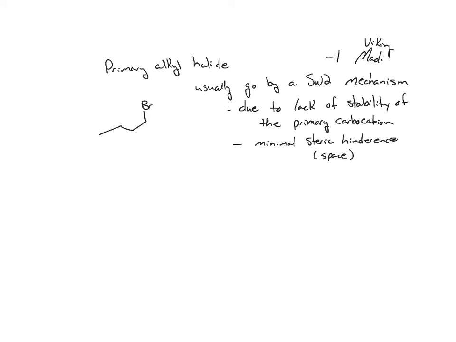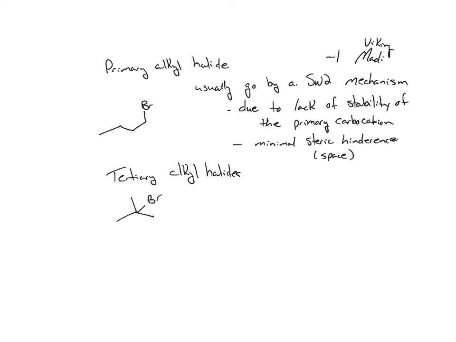So let's go to the other end of the spectrum. Tertiary alkyl halides. What would you think tertiary alkyl halide was preferred? SN1. Why? More stable intermediate. Tertiary carbocation is a lot more stable than a primary one, okay? So it's more stable, okay?